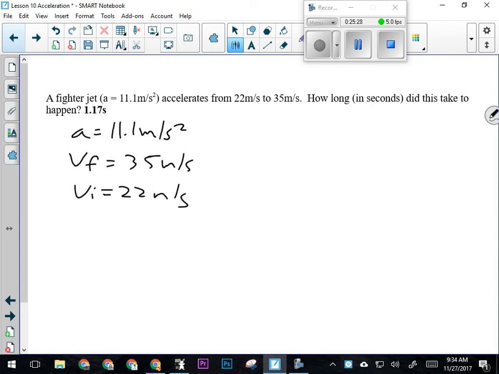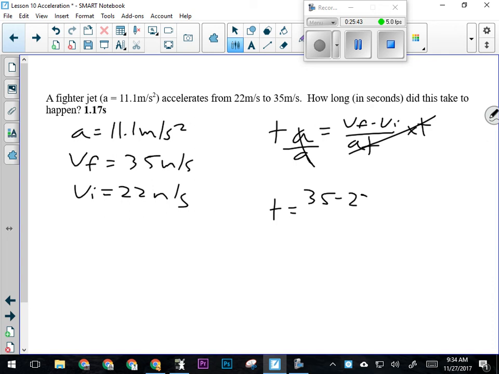So it's the same calculation we just did. A equals VF minus VI over T. We multiply both sides by T, divide both sides by A, and we've got our number. So T will equal 35 minus 22 meters per second divided by 11.1 meters per second squared. When we do that, we should get 1.17 seconds.